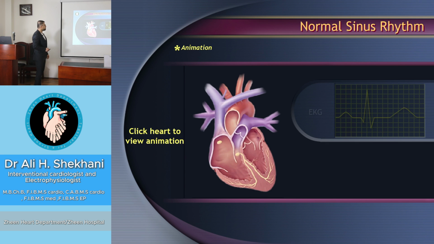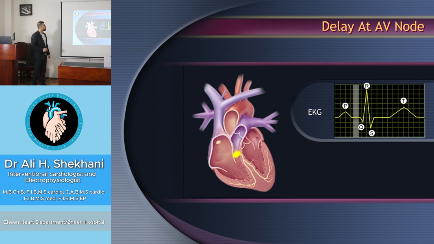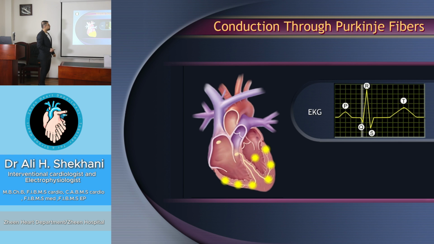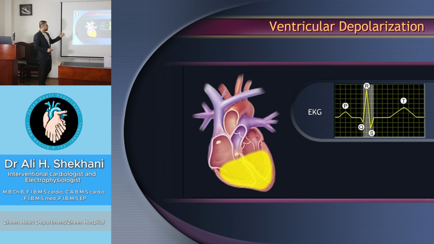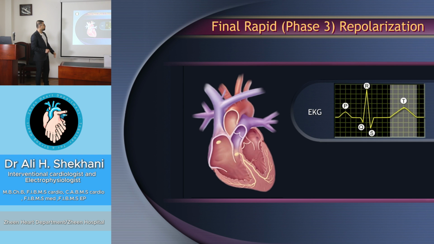And the ECG signals start from the P wave, which reflects the atrial depolarization, and then when the signal reaches the AV node, there is a slight delay. It reflects the PR interval. Then when the signal reaches the His bundle and the His-Purkinje system, it reflects the ventricular depolarization. And after that, when the ventricle is repolarized, it produces the ST segment, and finally the T wave, which reflects the final phase of repolarization.